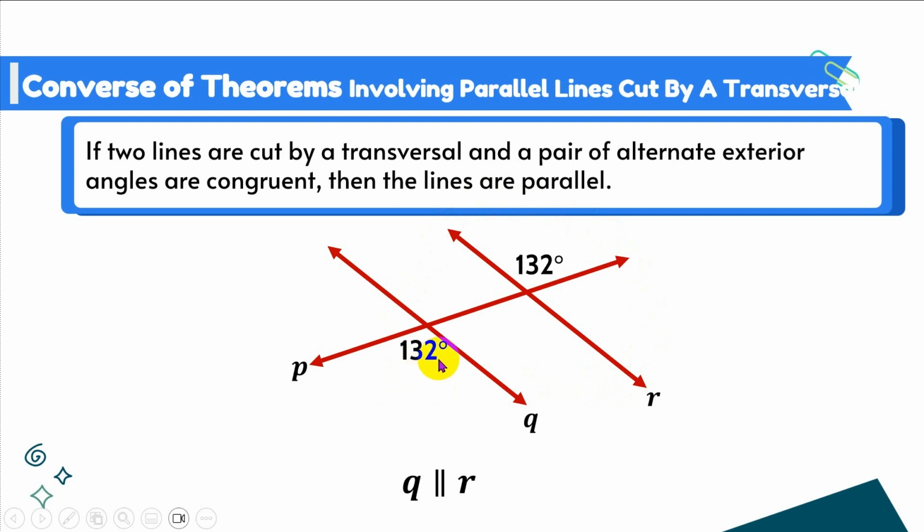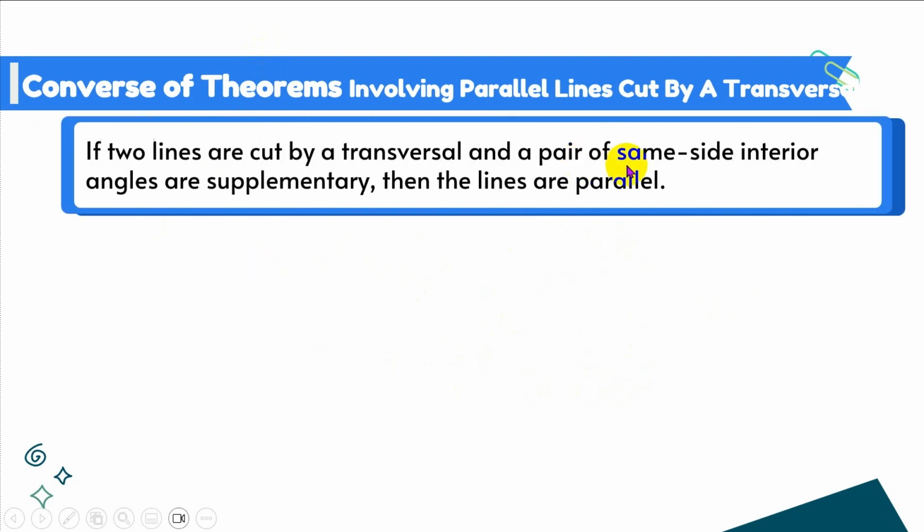And we have to look if the angle pairs given satisfy the property that has already been discussed to us. Okay? So, another one, we have your same side interior angles. So, ano nga ba ulit ang same side interior angles? So, sila daw dapat ay supplementary. When we say supplementary, the sum should be 180.